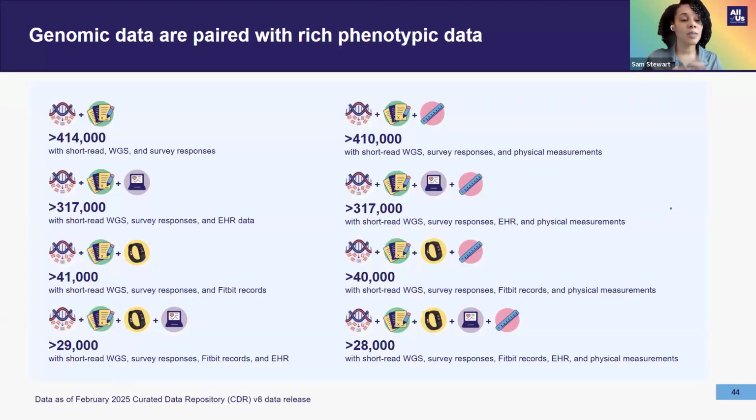I wanted to take some time to highlight that the genomic data set can be paired with any of the other phenotypic data types that we talked about earlier. This gives you a breakdown if you're wondering how many people have genomics and this. You can see that over 28,000 participants have genomic data, EHR, wearables, survey data, and physical measurements. That's quite a big number if you want to look across all the different data types. The data characterization report I mentioned earlier has this information.